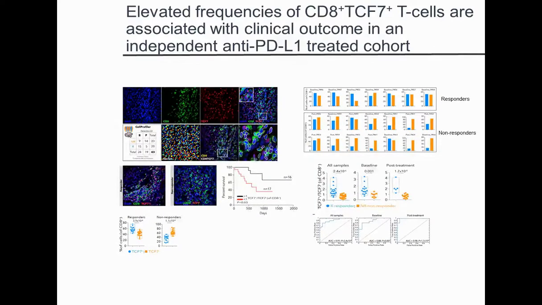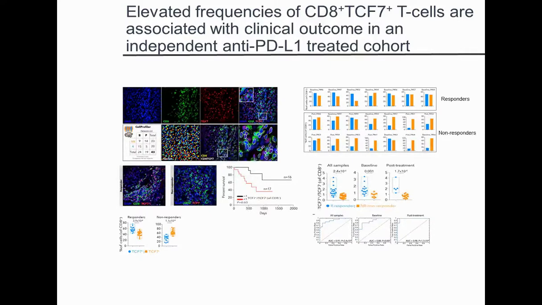So the approach that we took was using a pathology-like approach, using immunofluorescence staining on FFPE sections. So again, we collected an independent cohort of patients. You have the breakdown here, a total of 43 samples, with 23 non-responders and 20 responders. And the idea was to stain for TCF7 within CD8 T-cells because this is where we saw the gene to be associated with response.